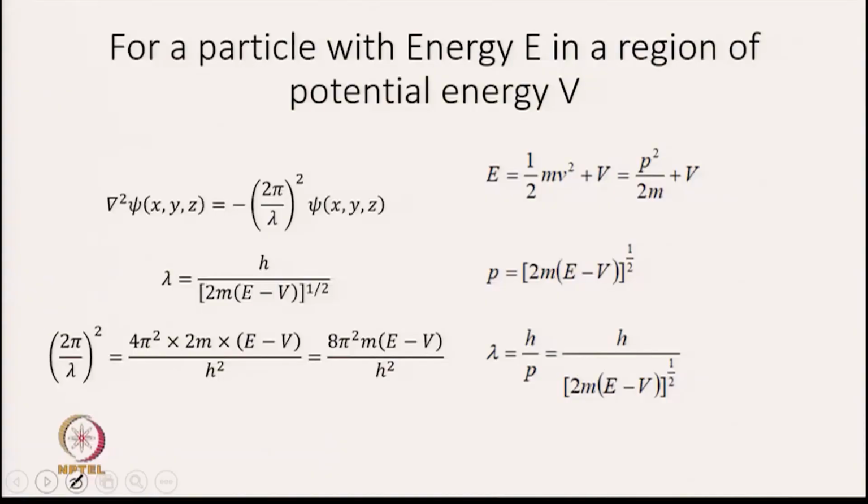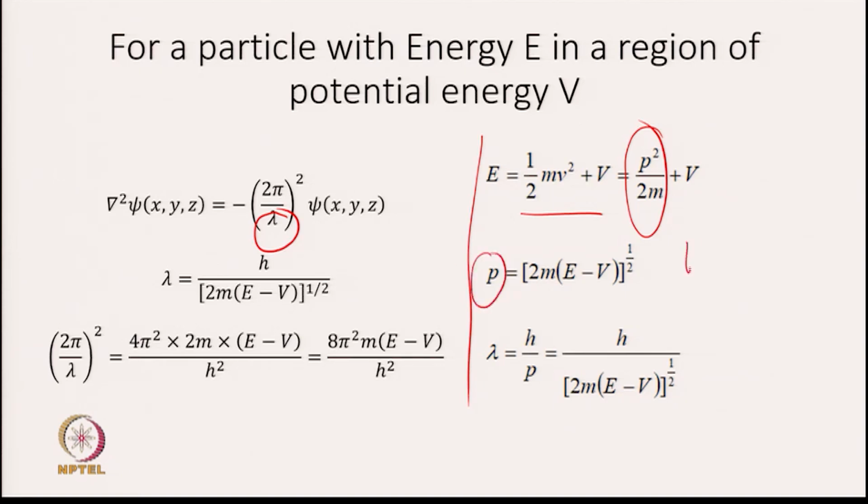So, what can be done is just replace this lambda by h by p. So, let us think. For a particle, energy will be given by kinetic energy plus potential energy, which is half mv square plus V, where V is your potential energy, and we know that the kinetic energy is also equal to p square by 2m. From that you can calculate what will be the value of p.